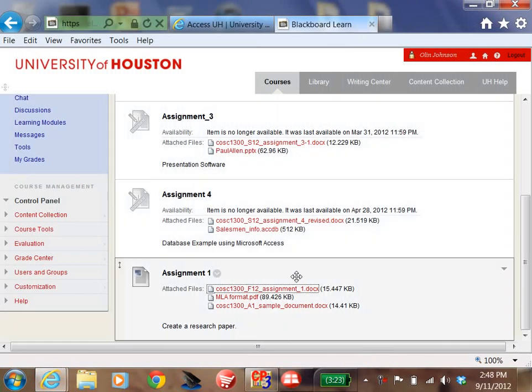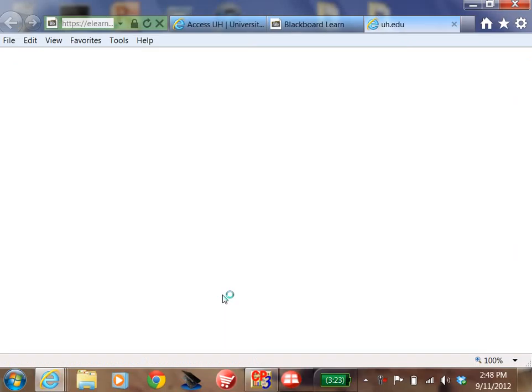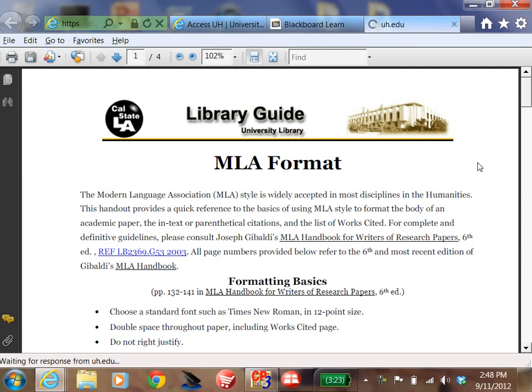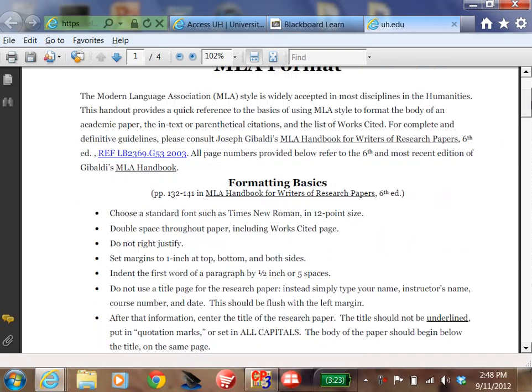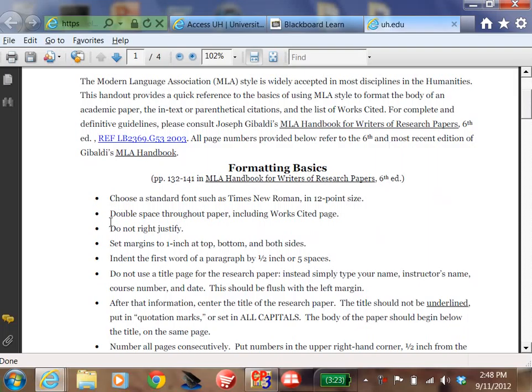Okay. So that's the first attached file. The second attached file is the MLA format. Modern Language Association style is widely accepted in most disciplines and the humanities. Okay? So you should read this. Formatting basics. Choose a standard font such as Times New Roman in 12-point size. Double space throughout the paper, including the works cited page. Do not right justify. Set margins, okay? So you can read all that.